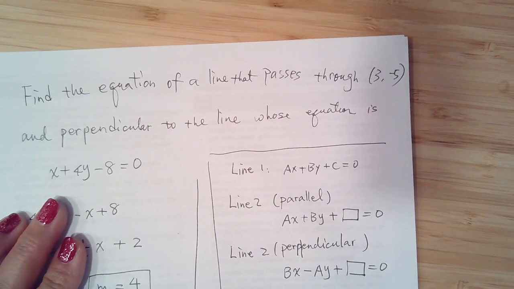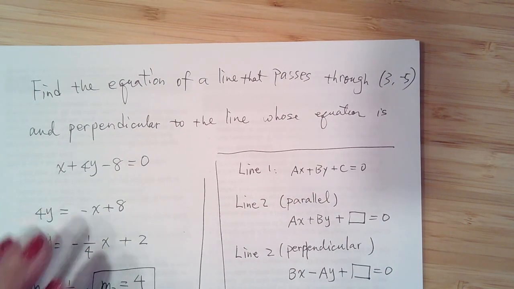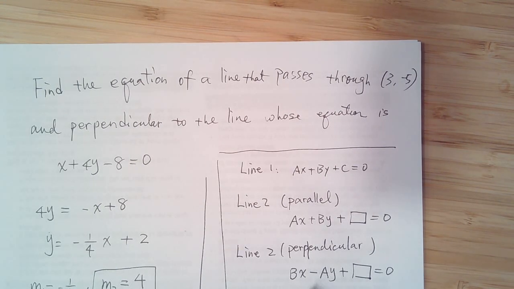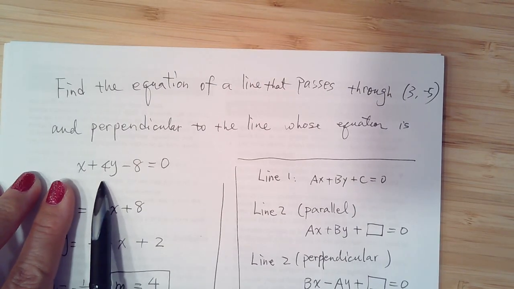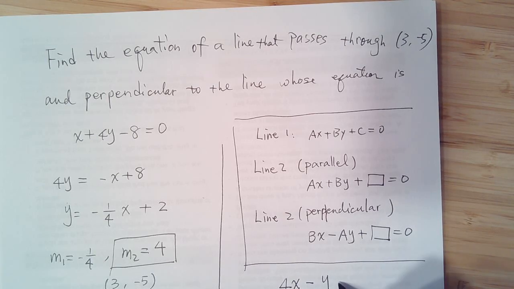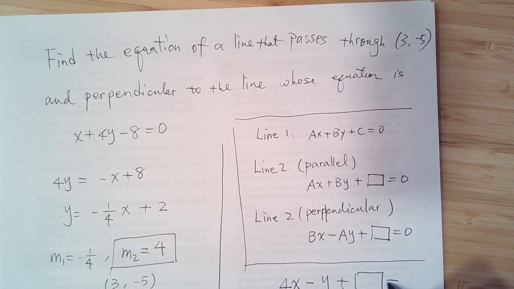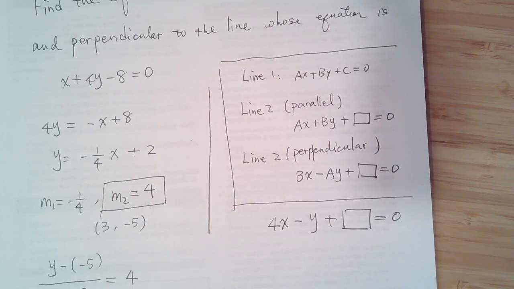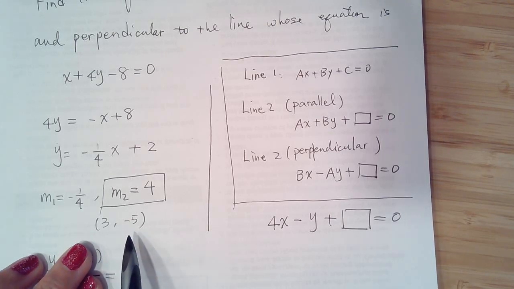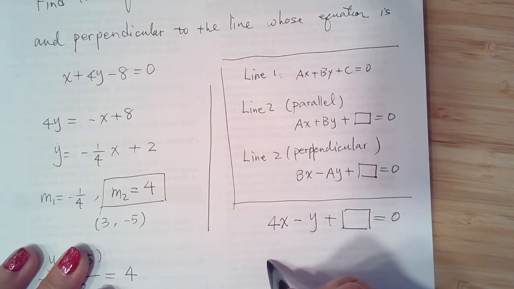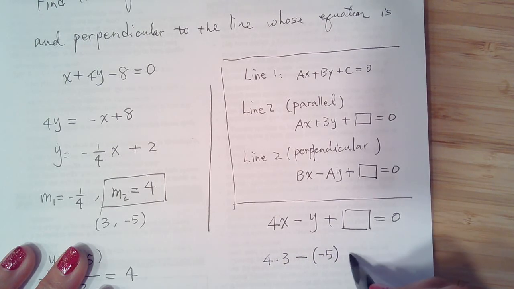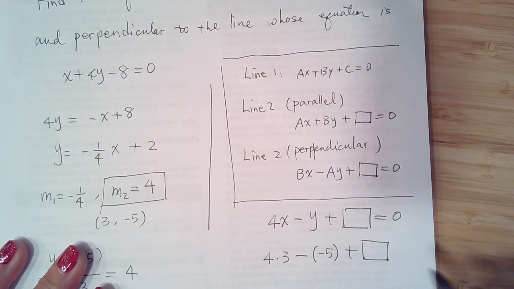So if we have this line, x plus 4y minus 8 equals 0, and then we're looking for the new line that is perpendicular, we're going to switch this and change one sign. So I should have 4x minus y plus a number which we don't know equals 0, isn't it? Okay. Now, in order to find out this number, we have to put in the point 3, negative 5 here and here. So there will be 4 times 3 minus the y, which is negative 5, plus this number, just leave that a box, equals 0.